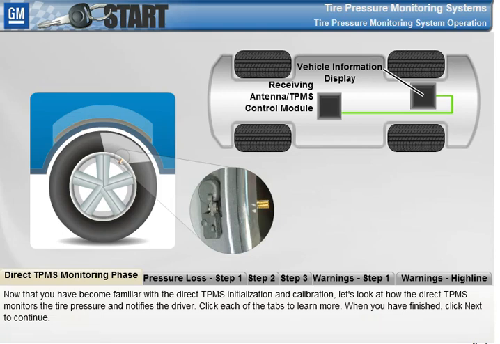Now that you have become familiar with the direct TPMS initialization and calibration, let's look at how the direct TPMS monitors the tire pressure and notifies the driver. Click each of the tabs to learn more. When you have finished, click Next to continue.